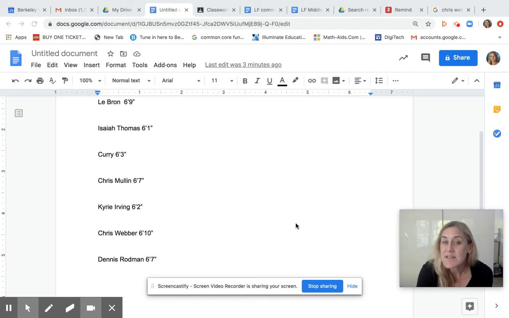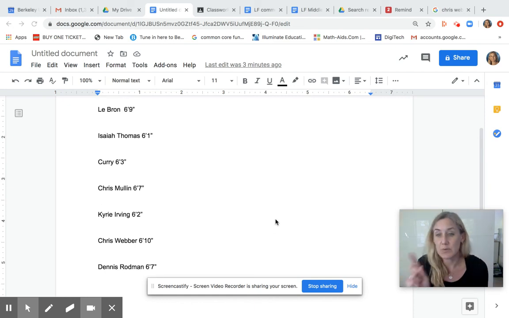Now, is it a problem that Chris Mullen is also 6'7"? No, there's millions of people that are the same height. So it doesn't matter that two inputs have the same output. Do you see how Mullen and Rodman were both 6'7"? Their height hasn't probably changed that much, although people do say you shrink as you get older because your vertebrae compress from the gravity of being alive on Earth for a long time.